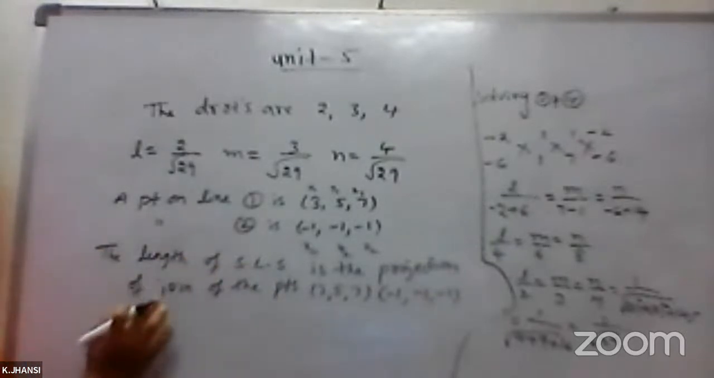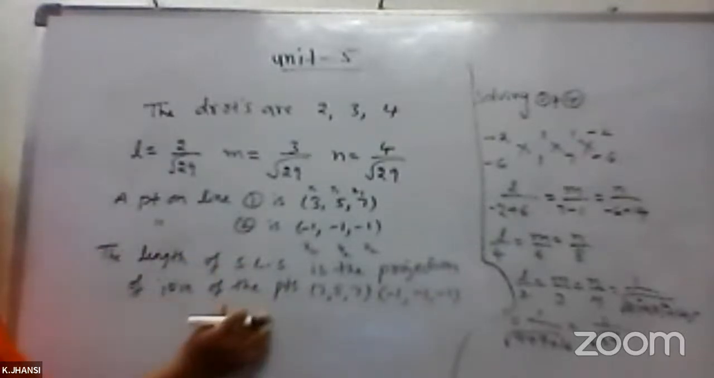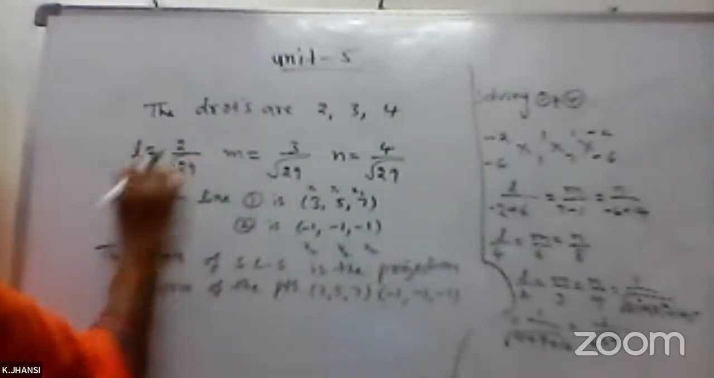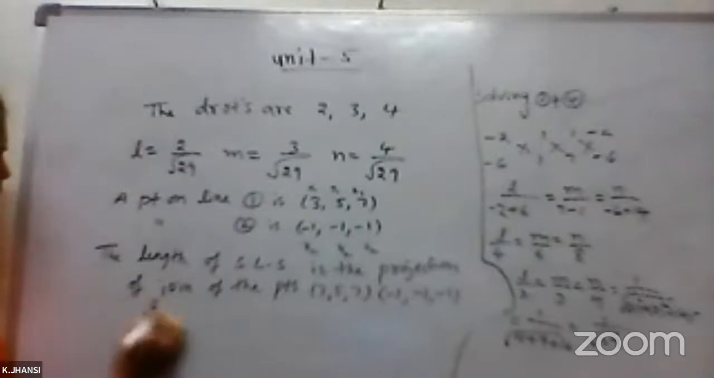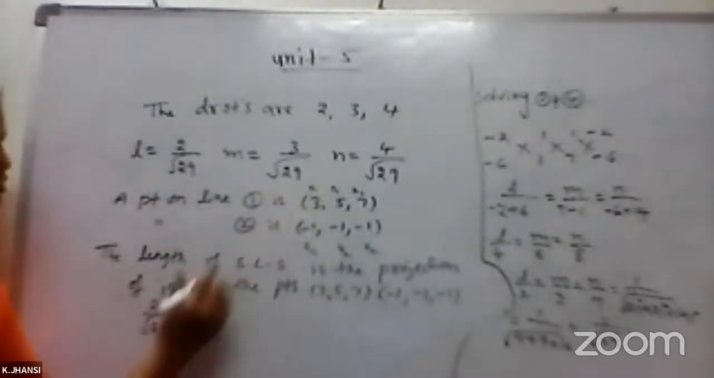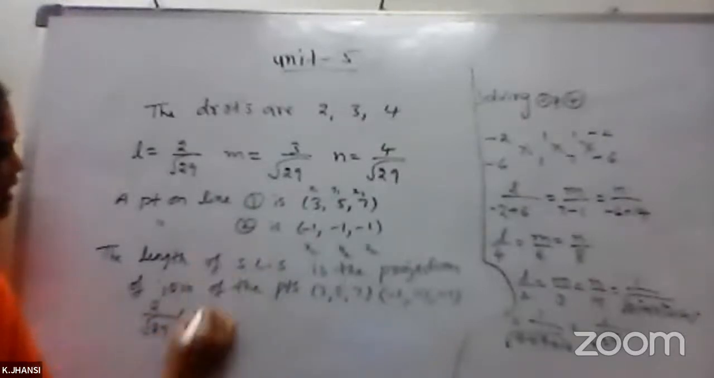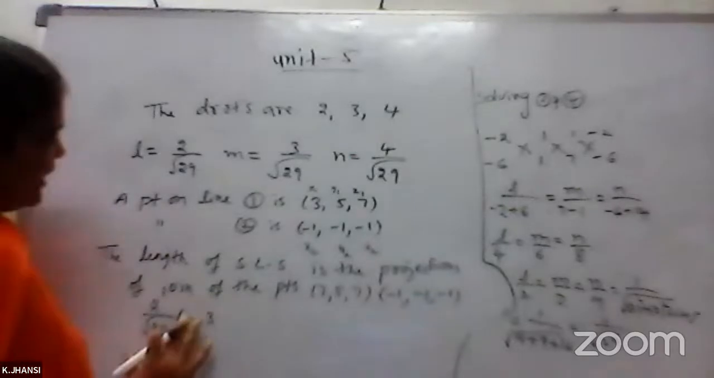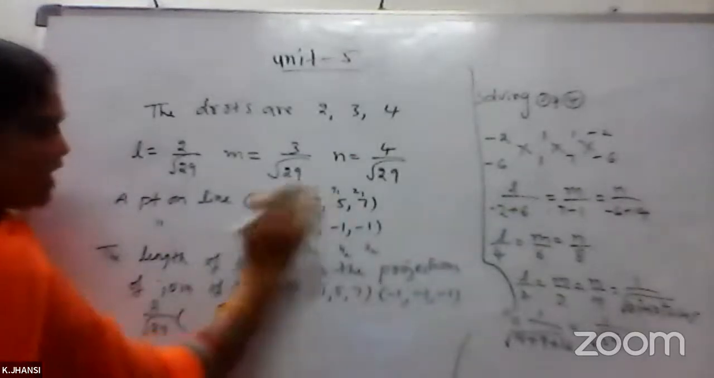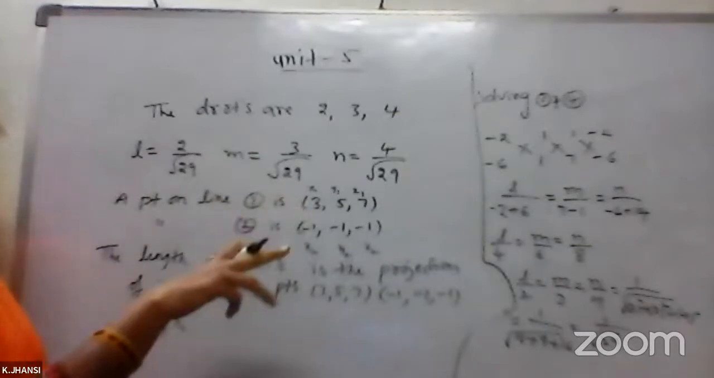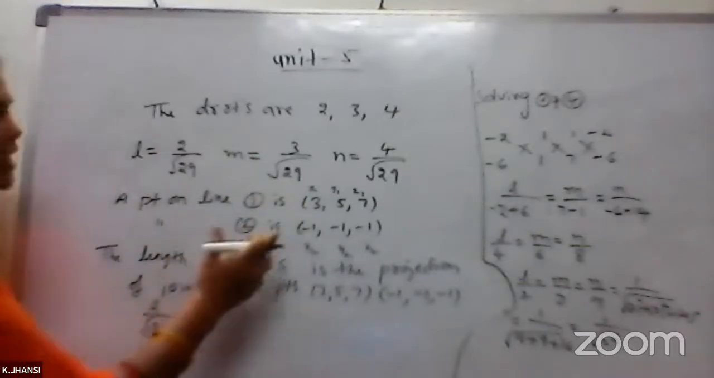So what is the formula? L into x2 minus x1 plus m into y2 minus y1 plus n into z2 minus z1. So what is our L? L is 2 by root 29. And here x2 minus x1, that is minus 1 minus 3. To avoid that negative value, we can write either x1 minus x2 or x2 minus x1, both are the same. Anywhere you can take the point like that.